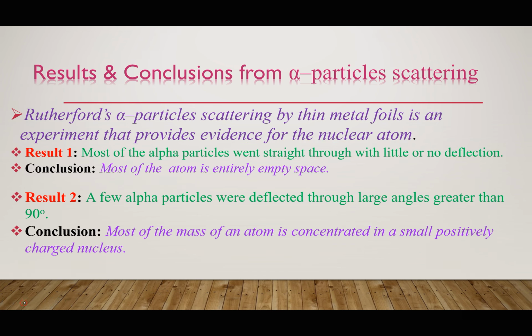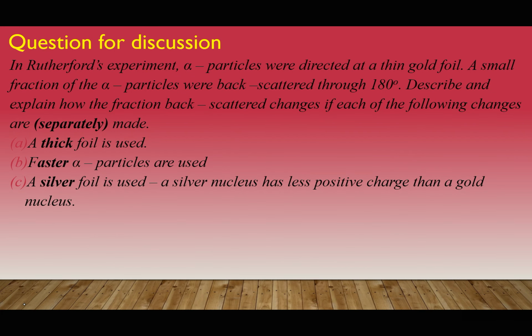Question: In Rutherford's experiment, alpha particles were deflected at a thin gold foil. A small fraction of the alpha particles were backscattered through 180 degrees. Describe and explain how the fraction backscattered changes if each of the following changes are separately made.